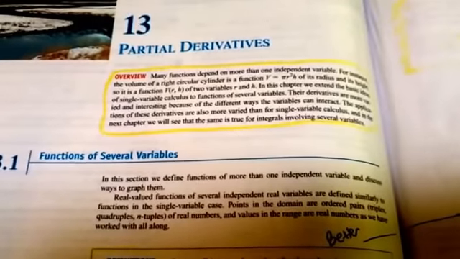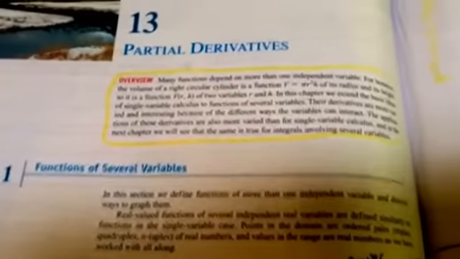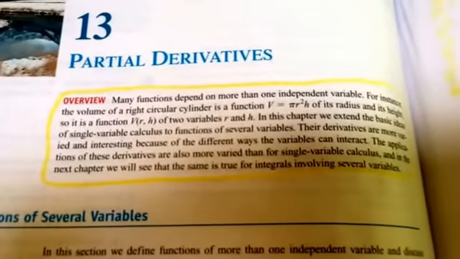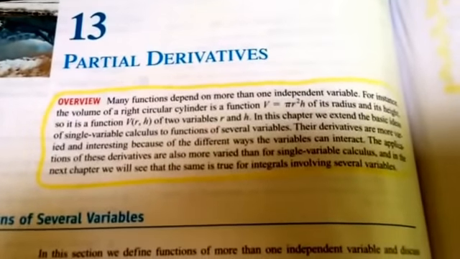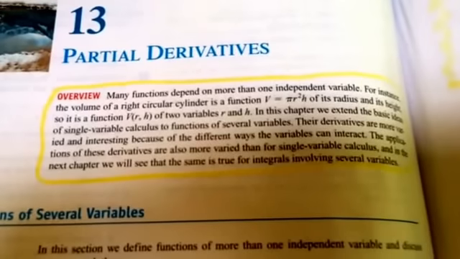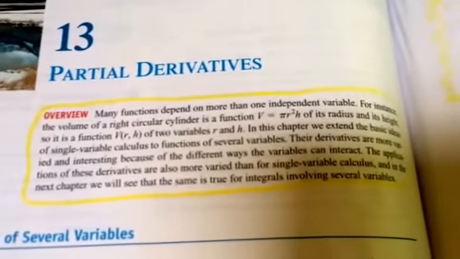All right, this is the 13.1 video. So obviously 13.1 is the first section in chapter 13. They have on page 686 an overview of chapter 13. And here they're basically talking about how in the past we've been dealing with what's called single variable calculus, and now we're going to be dealing with functions of several variables.